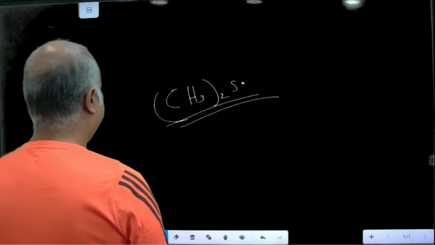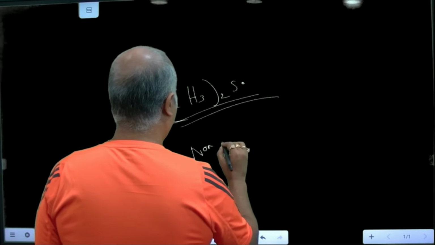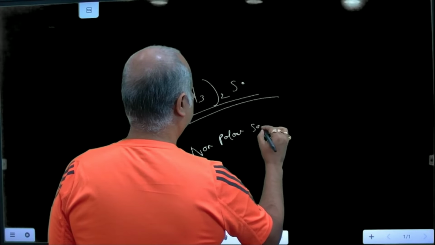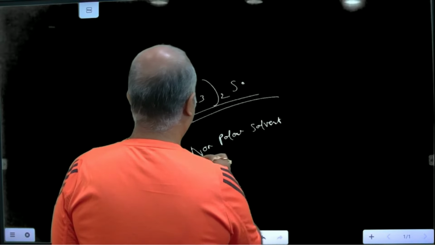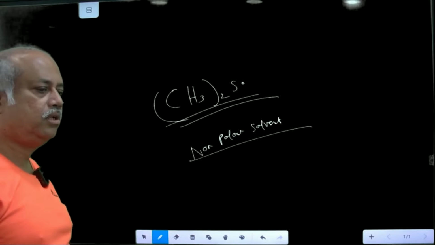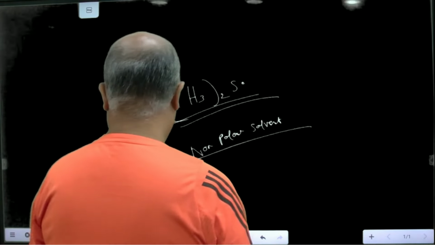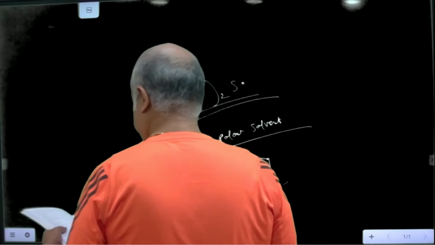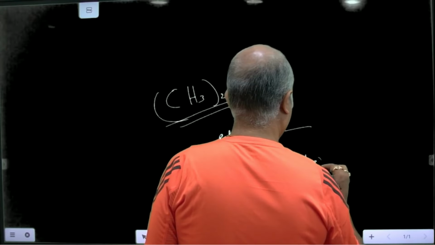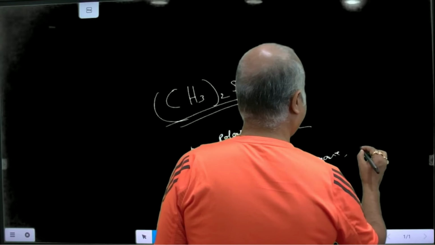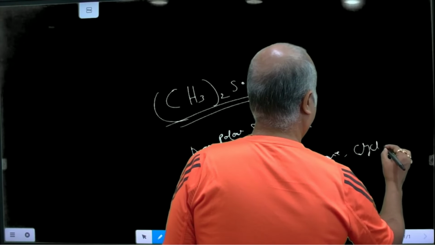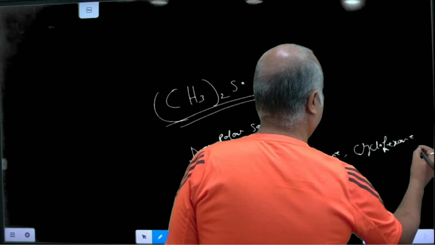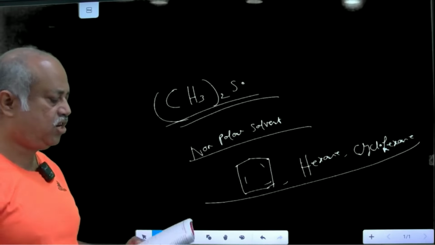And another is non-polar solvent. Non-polar solvents are like benzene, hexane, and cyclohexane. That is the classification of solvents.